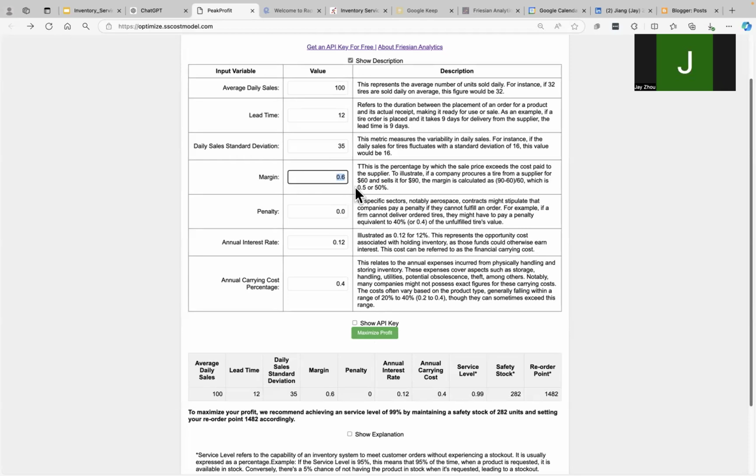Let's say it's 60%. Penalty, usually this is zero for most industries, but for special industries, such as aerospace, there could be a penalty for out of stock. But for most people, we put it zero there. Then we have annual interest rate, 12%. We assume this is relevant because if we spend money on inventory items, we lose the opportunity of earning bank interest. And finally, we have a carrying cost.